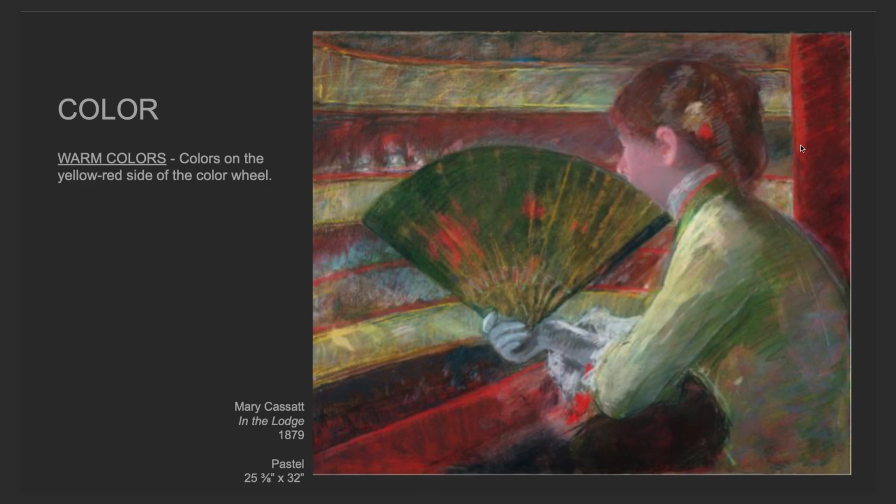Warm colors are colors that are red or yellow in the color wheel. So this is a woman in an opera house, and she is fanning herself off. I assume it is hot in the opera house, but it feels way hotter because of the choice of colors.